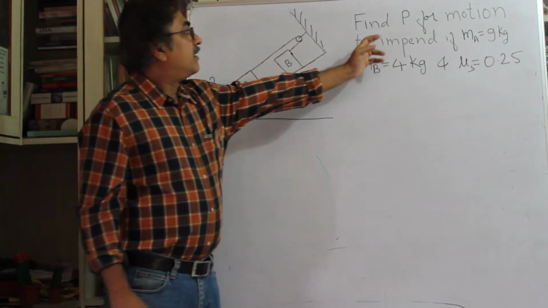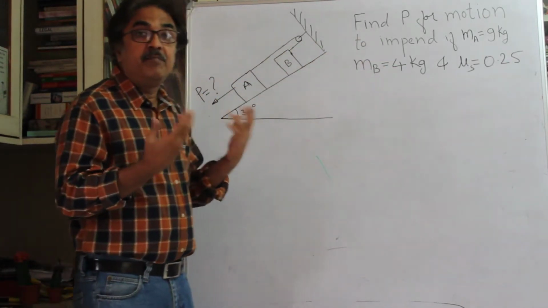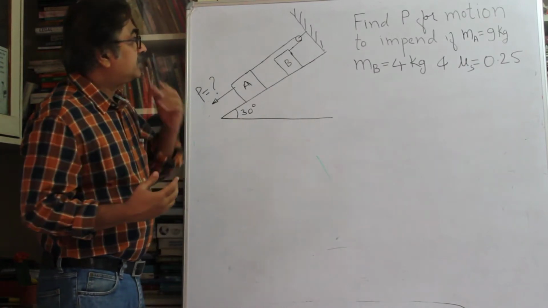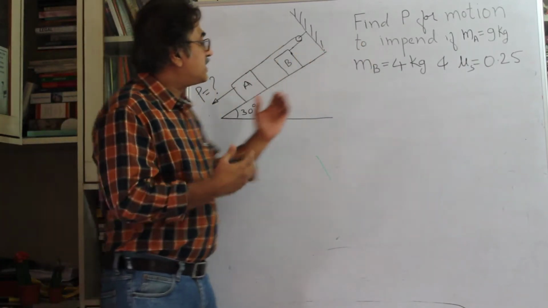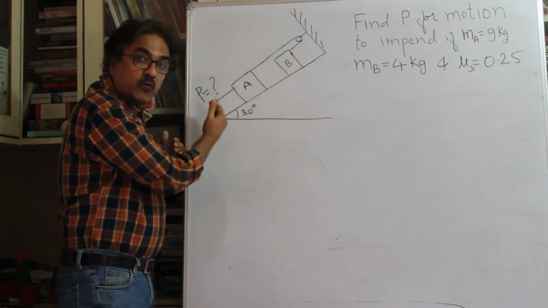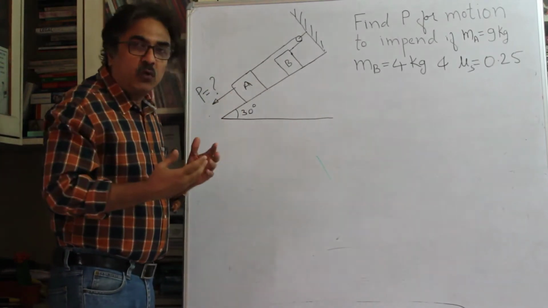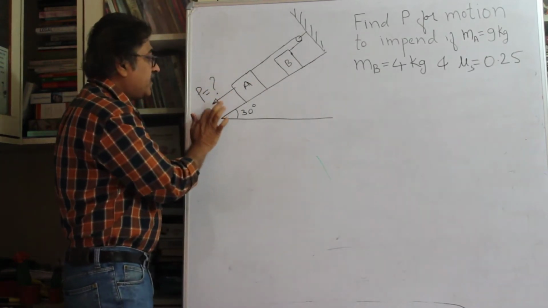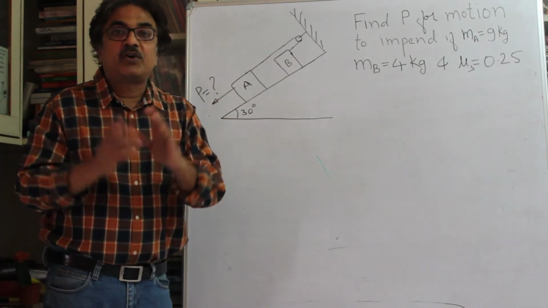for the motion to be impending. That means it's an impending motion. That means it's going to start moving down. It's about to move down. So at that point, what is the value of P? This is what you are asked.